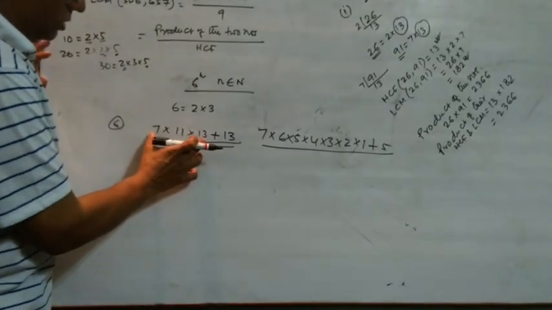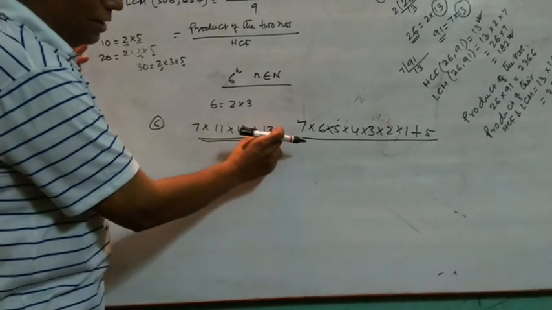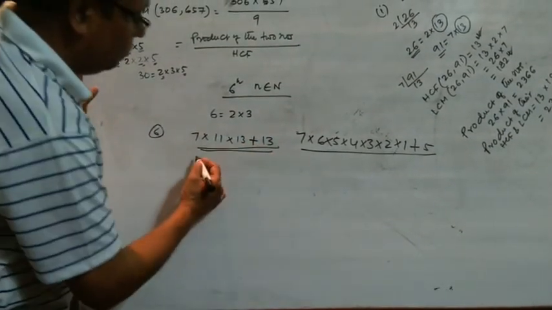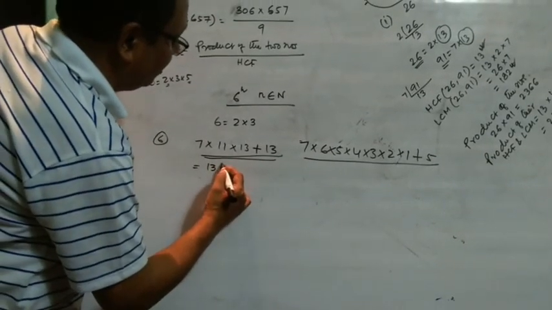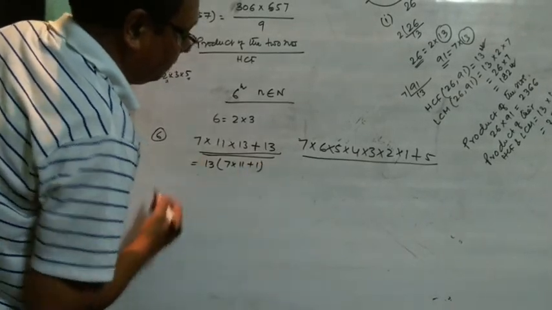See, there are two components: 7 into 11 into 13 is the first, and the second one is 13. They are separated by the plus sign. We will take 13 as common. We will get 13 into (7 into 11 plus 1).